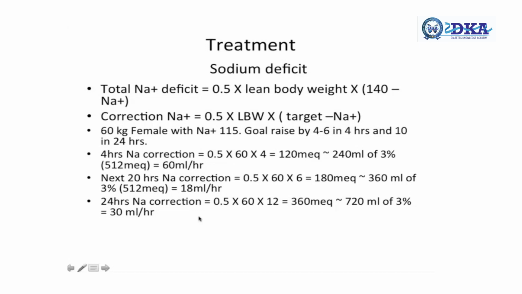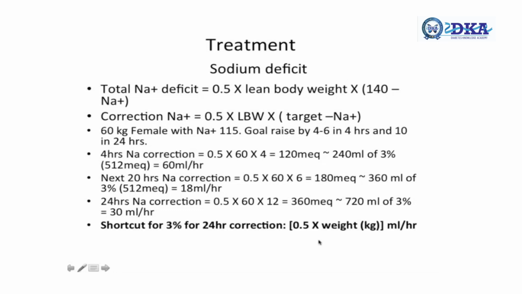In the next 20 hours, after the initial 4 hours, you want to give another additional 6 milliequivalents. Applying the same formula: target sodium minus serum sodium into lean body weight into 0.5, which is 0.5 if it's a female and about 0.6 if it's a male. If you use this correction formula, you can readily obtain your rate of correction for the total 24 hours. A shortcut for this method when you're using 3% saline for a 24-hour correction is 0.5 into body weight in kg, in ml per hour.